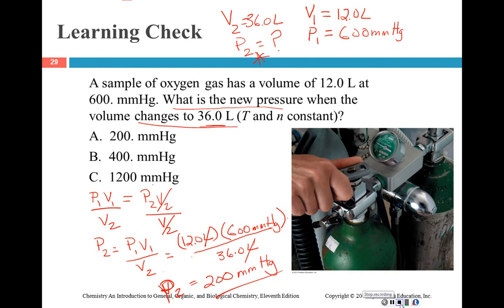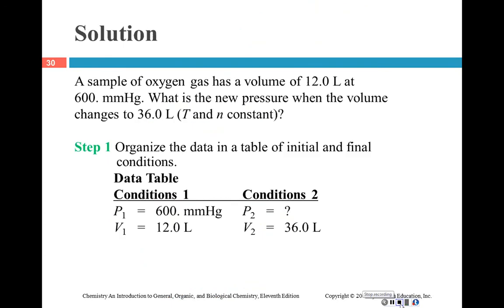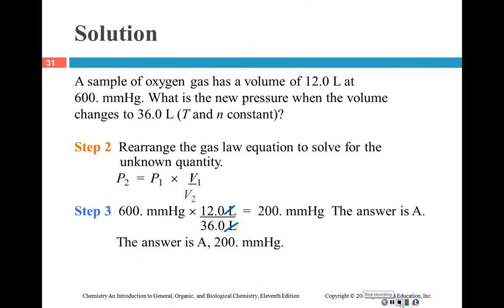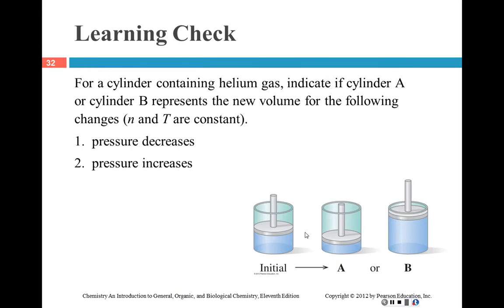Alright, let's see if we did it right. Organize, put it in, cancel your units, and we were correct. They got 200 millimeters of mercury as well. Sometimes I disagree with the book. Oh well. Alright, so here's a thinking learning check for you.